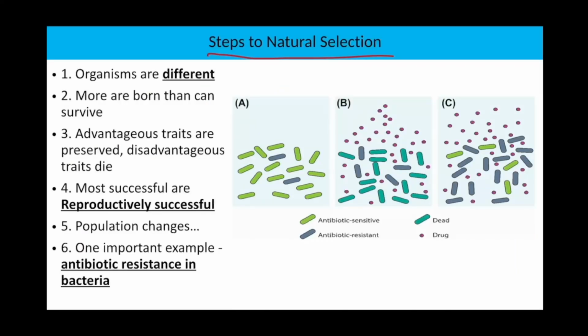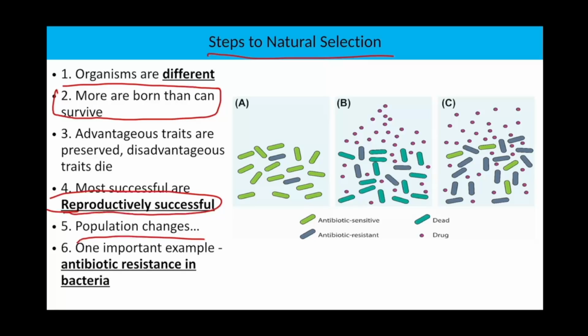So the steps to natural selection, what's involved here is, one of the main things that needs to be the case is that organisms need to be different in order for this to promulgate evolution, because you need organisms, some that are more fit and some that are less fit. And those organisms that are more fit will be more likely to survive. And then also, more need to be born than can survive. If more are born than can or will survive, then those who are more fit will be the ones that do survive when push comes to shove. So the advantageous traits are preserved, disadvantageous traits die off. The most successful are reproductively successful, right? It doesn't matter if they survive if they don't reproduce. So they also need to be able to reproduce. Then this leads to these population level changes in gene frequency.